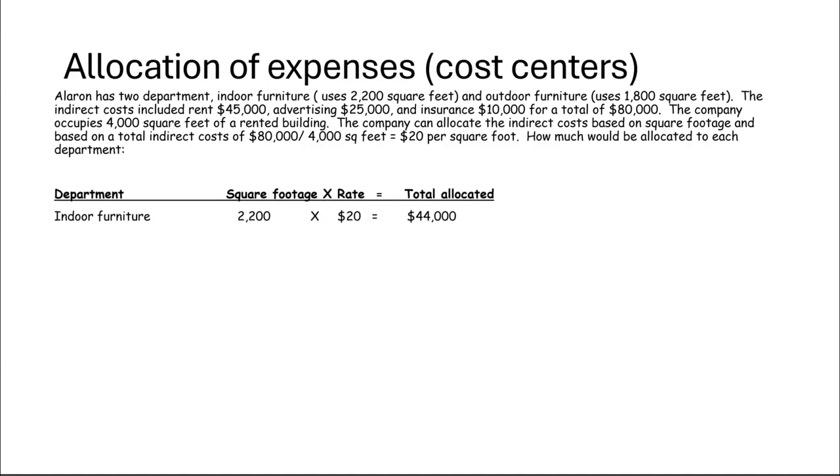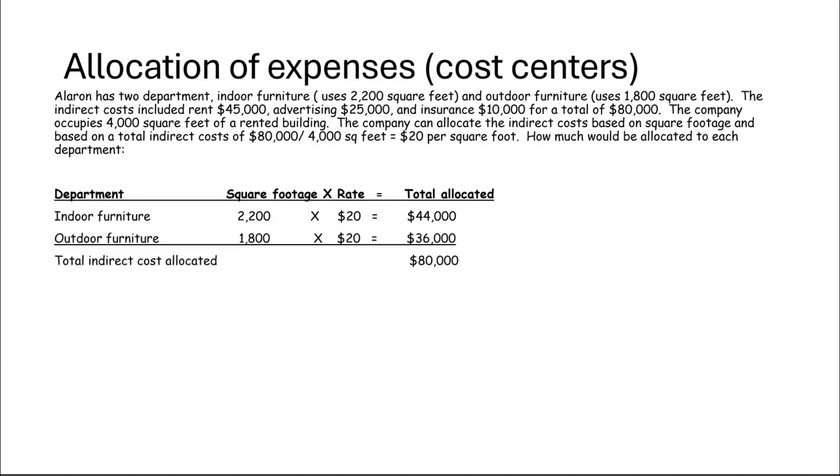So, for indoor furniture, of the 80,000, they get 44. And for the outdoor furniture, they get 36. Now, make sure you always add those up to make sure they equal the total of 80,000, which is the amount we're showing.